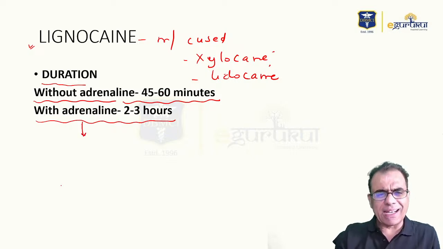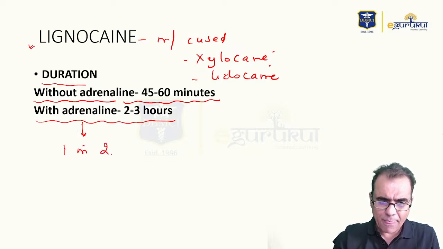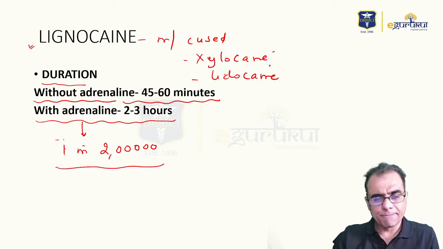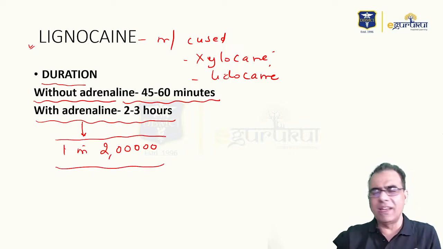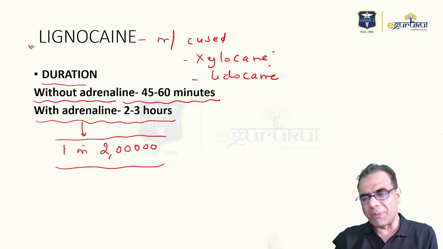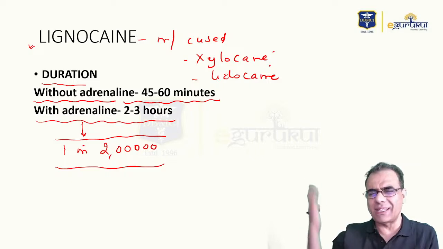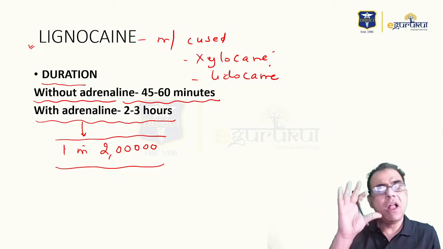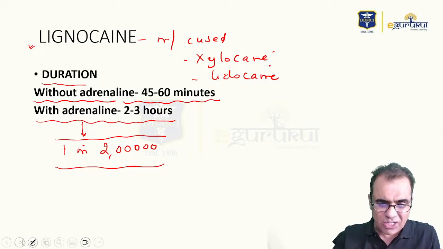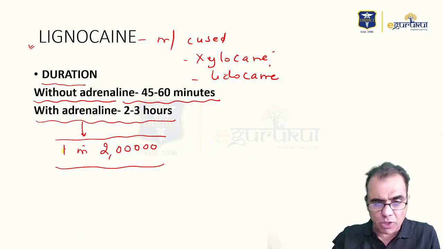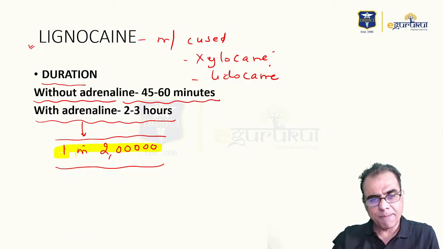And the concentration of adrenaline used with local anesthetic is 1 in 2 lakhs, or 1 in 200,000. In books you may find 1 in 1 lakh, but that is not right as a commercial preparation. Another is 1 in 80,000, but that is used in USA and by dentists. Otherwise, universally, the concentration of adrenaline used with local anesthetic is 1 in 2 lakhs.